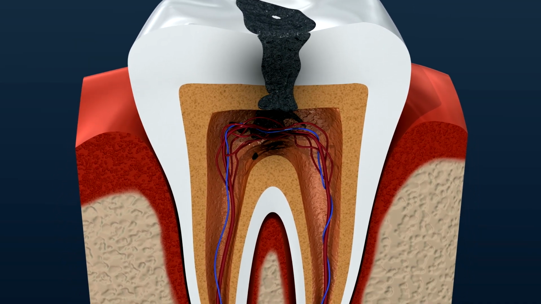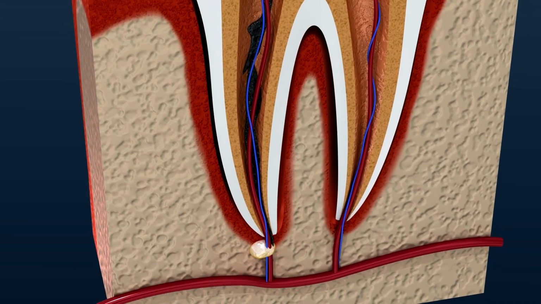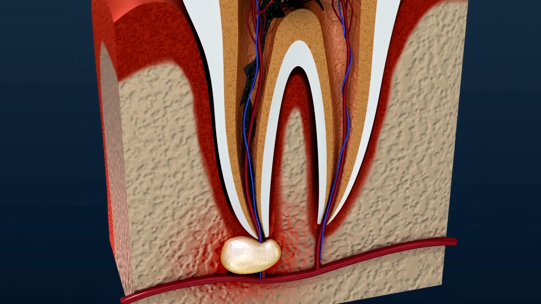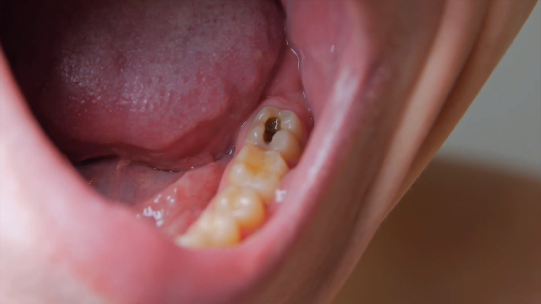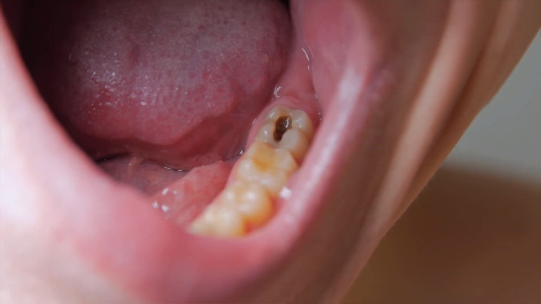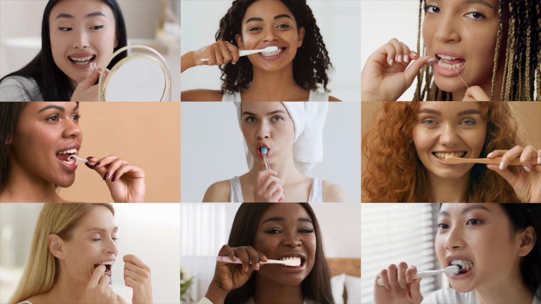Every time you eat sugary foods or drink sweet beverages, bacteria inside your mouth feed on the sugar left on your teeth. These bacteria produce acids that slowly attack the outer layer of the tooth, known as enamel. At first, the damage may look harmless. Tiny white spots can appear on the enamel surface. Most people never notice these early signs.